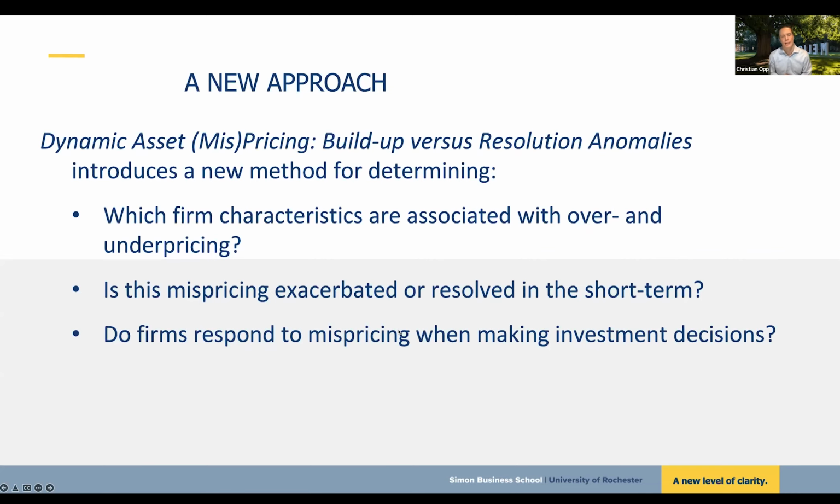So what we're asking in this paper is specifically which firm characteristics are associated with over and underpricing. I'll tell you a bunch of these characteristics. So it's actually implementable for the typical fund or even for general investors. Then the question is, does the mispricing first get worse before it gets better? That would be buildup before it gets resolved. And then we also ask the question, well, do firms actually respond to this mispricing when making their investment decisions?